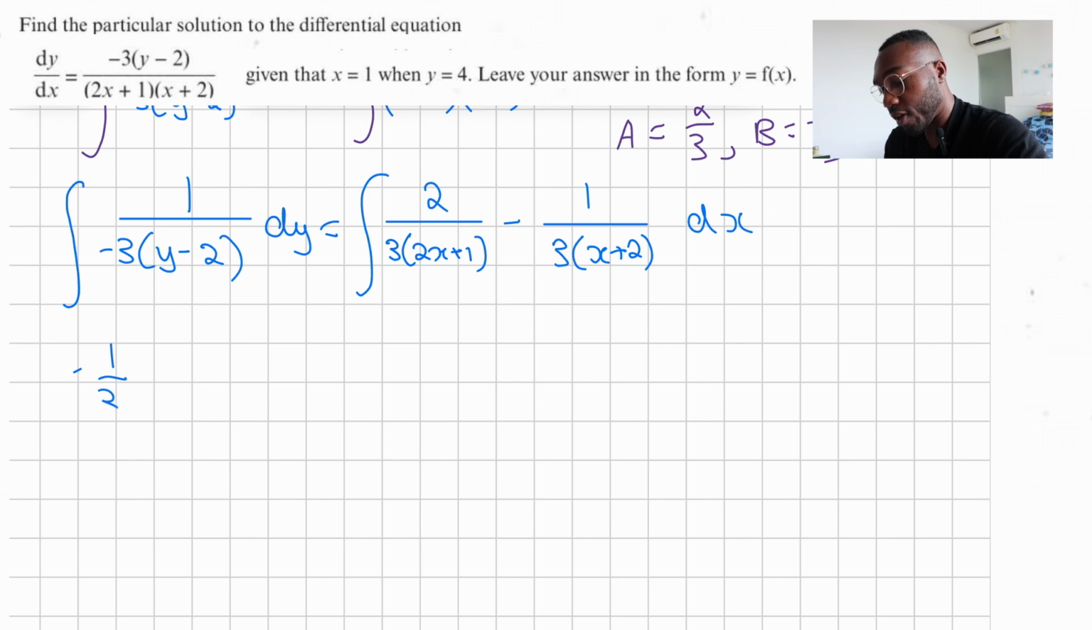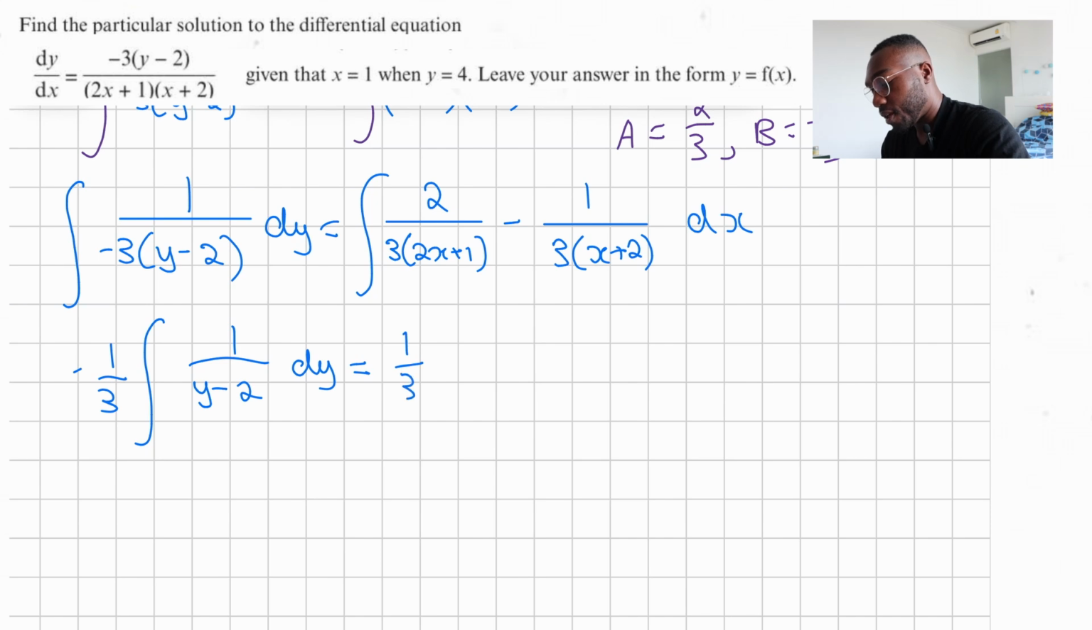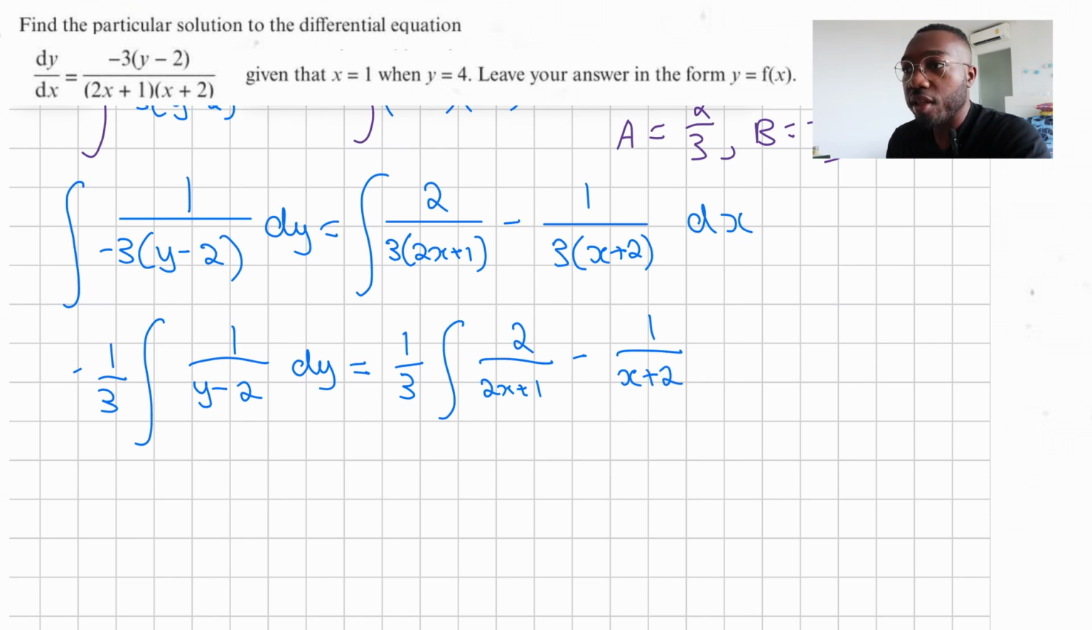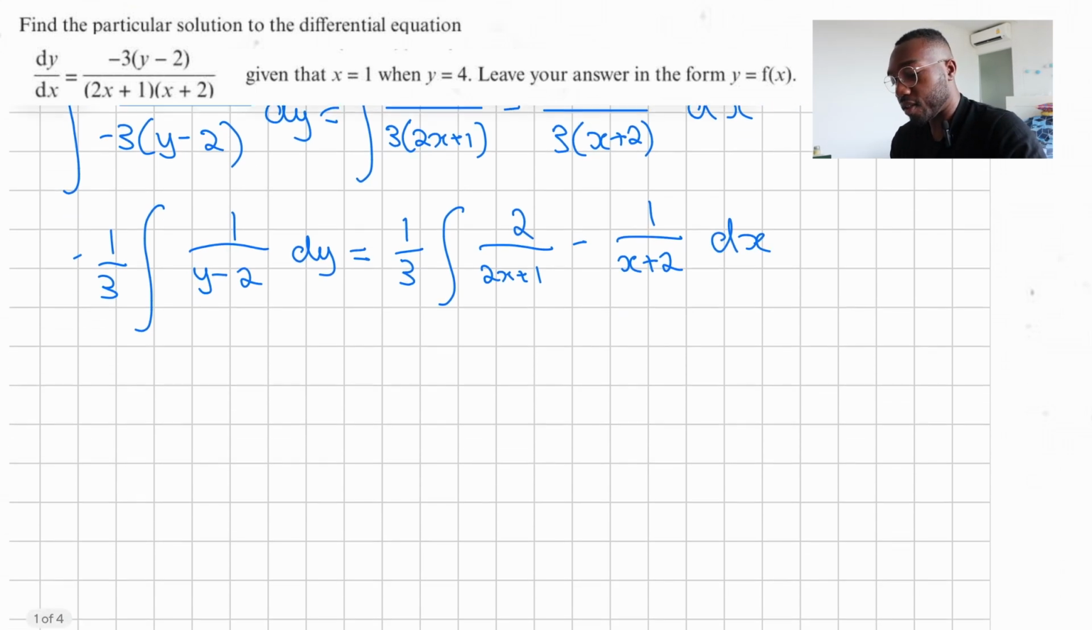So we get minus 1 over 3 and then the integral of 1 over (y minus 2) dy. And on the right side, we're going to do the same thing. We're going to take out a factor of 1 over 3, and then that will just give us 2 over (2x plus 1) minus 1 over (x plus 2), with respect to x. You don't need to do this, but I just find it makes it a bit easier, okay?